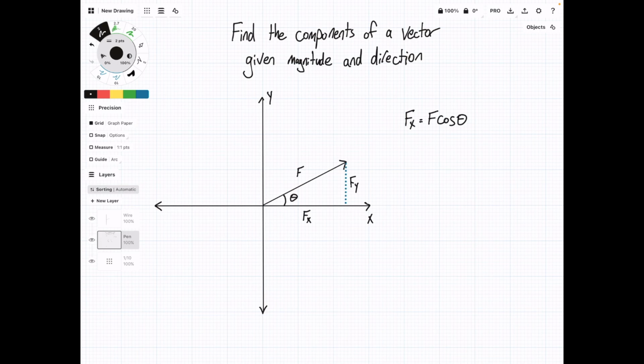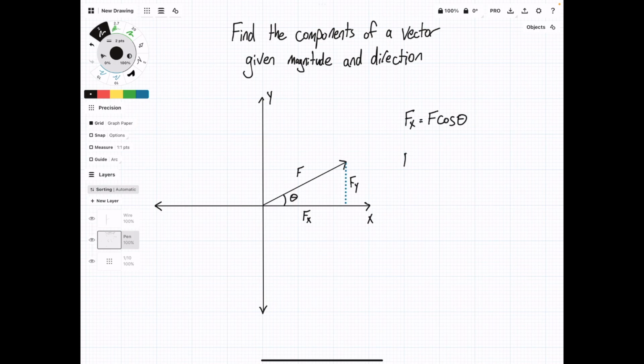So in this case, we want to find this length here, and we know that cosine is adjacent over hypotenuse. So if we write it out here, we have cosine of theta is equal to f of x over the hypotenuse, and then we just multiply f over here, and that's how we get this equation. All right, so that's f of x.